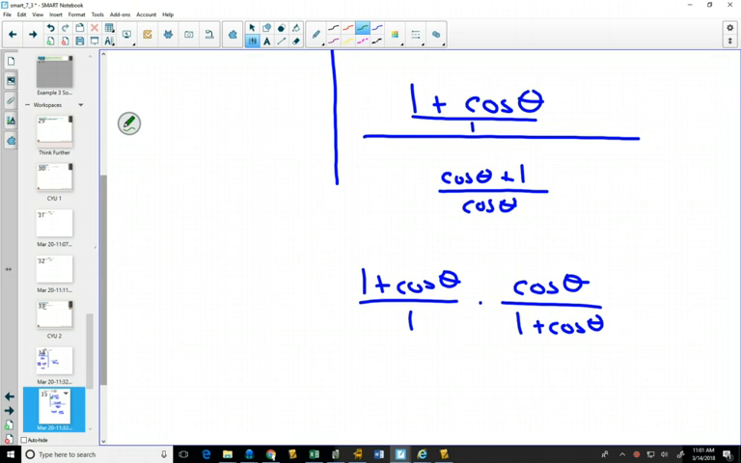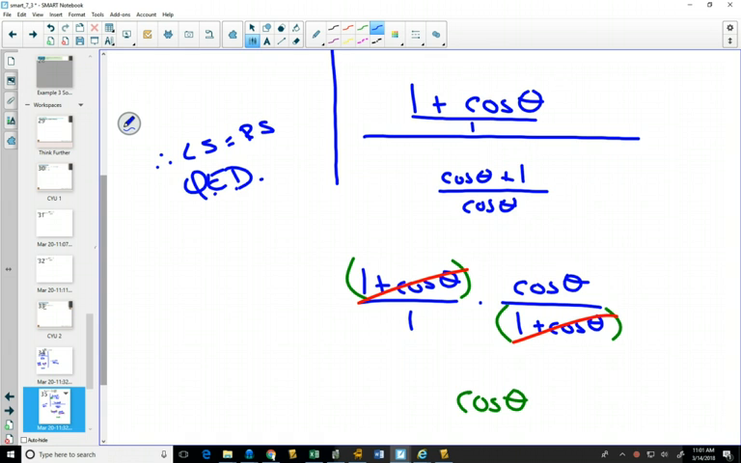Now whenever you add and subtract, those things get grouped together as a single factor. So this would get grouped together as a single factor. And now that we're multiplying everything, we check, do we have any factors that are identical? Yes. So those could simplify. And we're just left with cos theta. So our left side is equal to our right side. And we're all done.